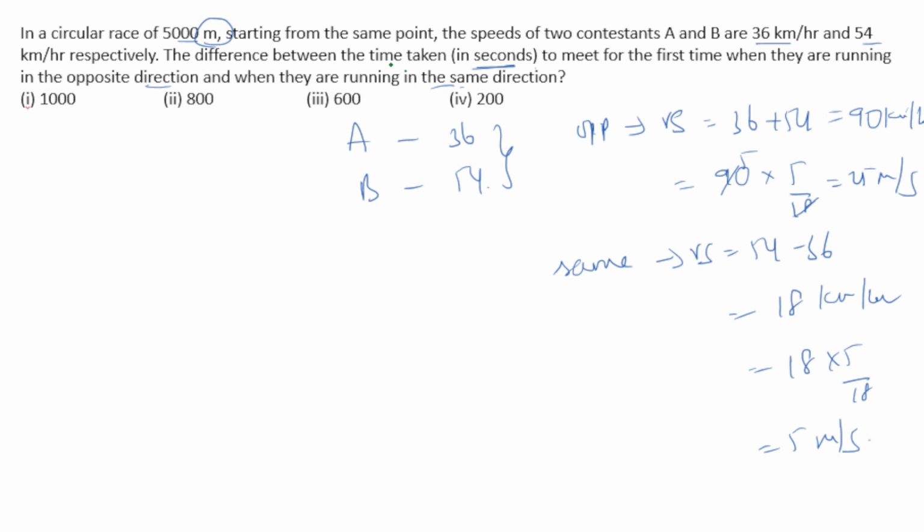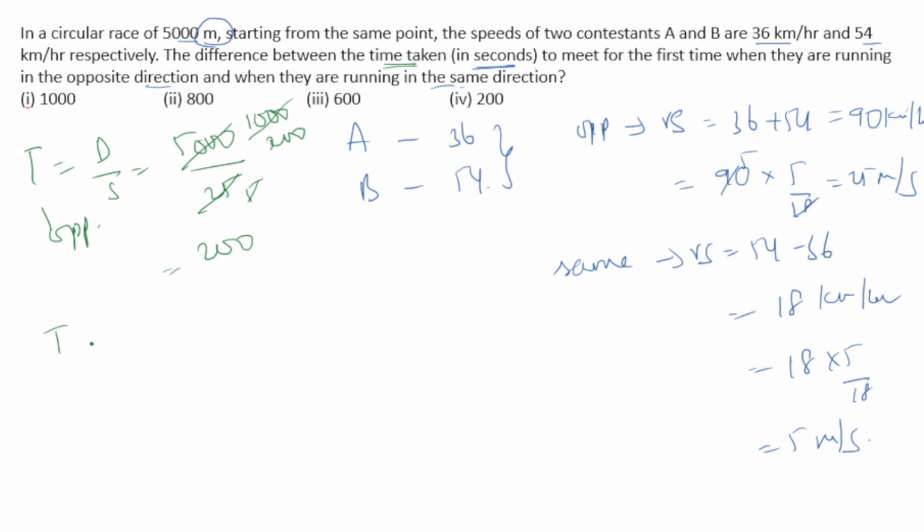We have to find the time taken by both the contestants if they move in opposite directions. Time taken is equal to distance divided by speed. Distance is 5000 divided by speed, 25 meters per second. It is 5 into 5, 5 into 1000, 5 into 200. This is the time taken when they move in opposite directions. It is 200 seconds.